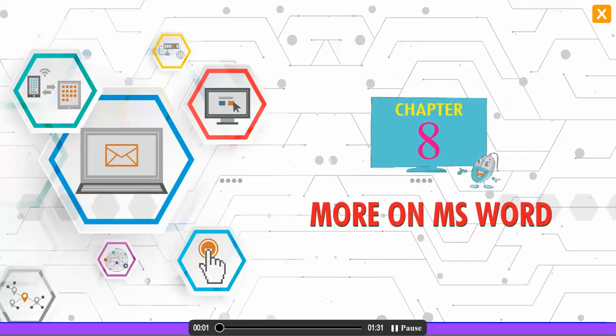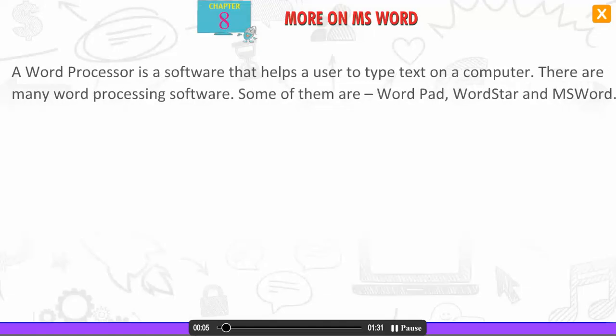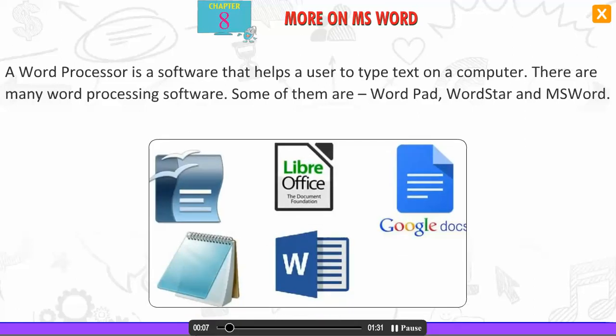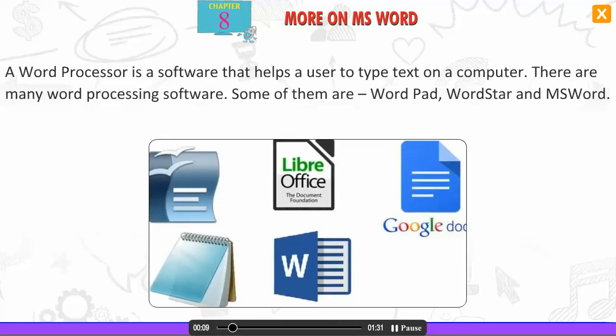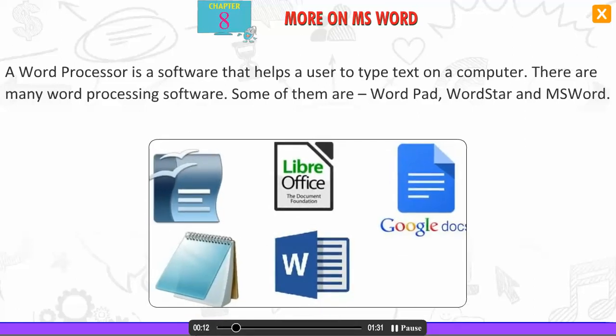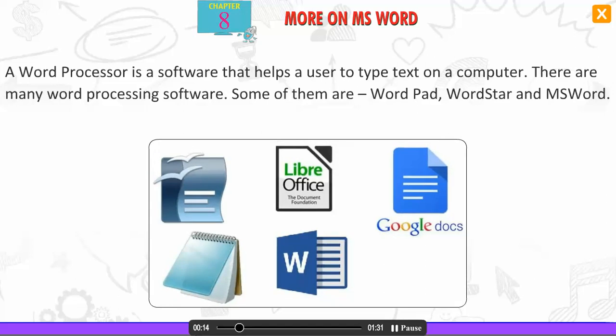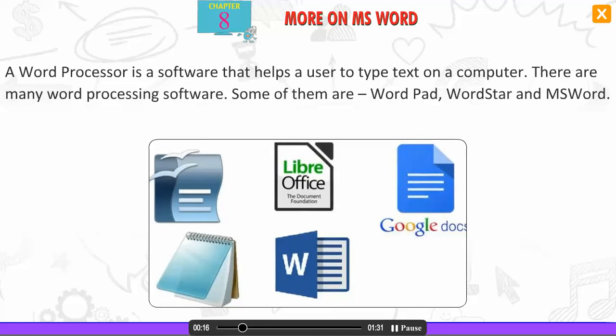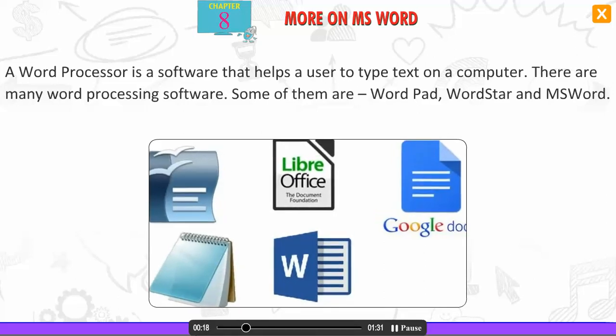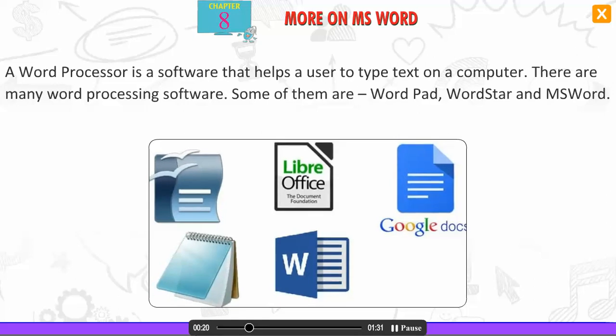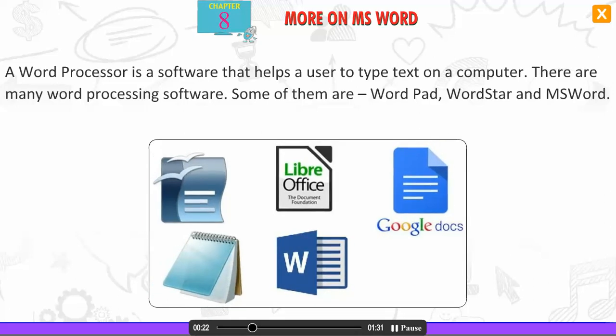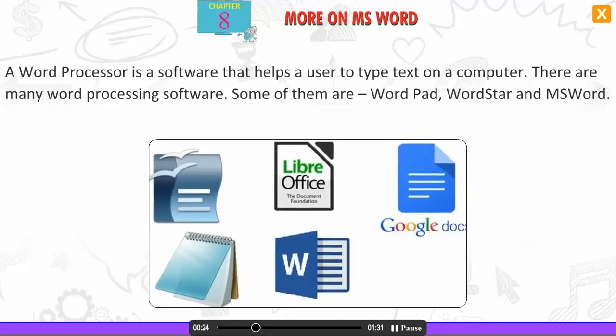Chapter 8. More on MS Word. A word processor is a software that helps a user to type text on a computer. There are many word processing software. Some of them are WordPad, WordStar and MS Word.